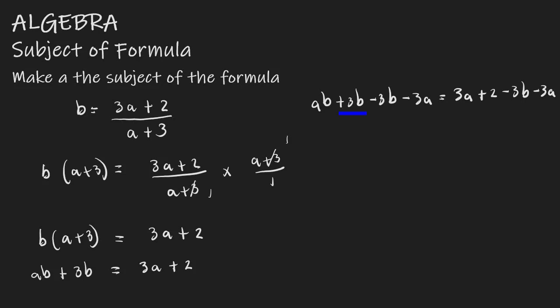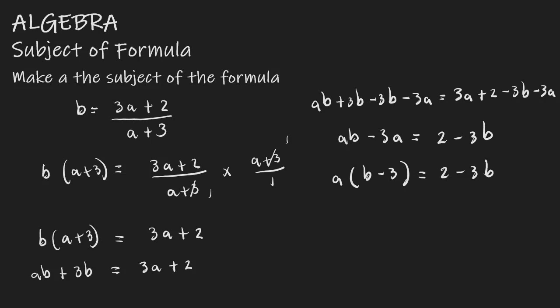Simplifying, positive 3b minus 3b, that is equal to 0. So I'm left with ab minus 3a is equal to positive 3a minus 3a, that is equal to 0. So I'm left with 2 minus 3b. Now that I have all my a terms on one side of the equation, I can factor out a from the ab and minus 3a terms. So I have a times b minus 3 is equal to 2 minus 3b.